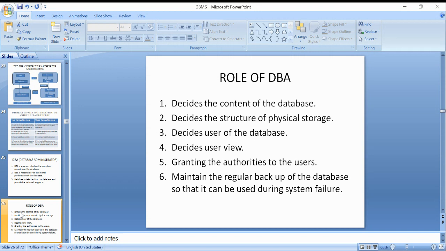Now coming to the role of DBA. Roles of DBA are: decides the content of the database, decides the structure of physical storage, decides user of the database, decides user view, granting the authorities to the user, maintain the regular backup of the database so that it can be used during system failure.